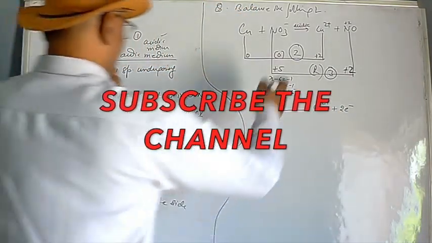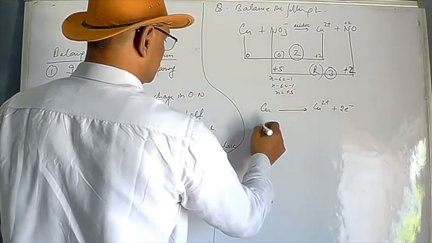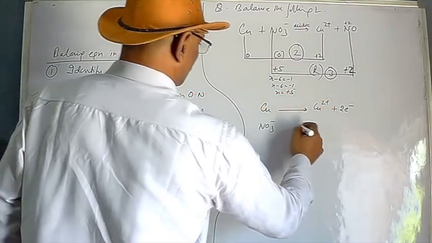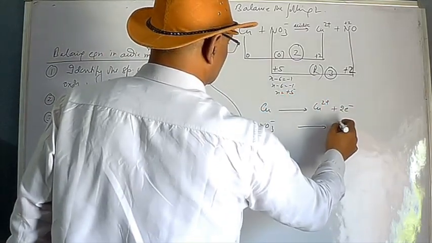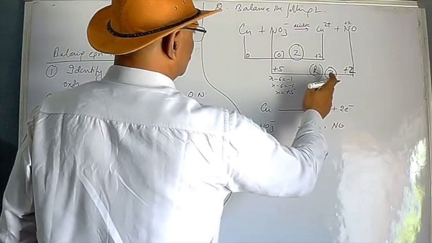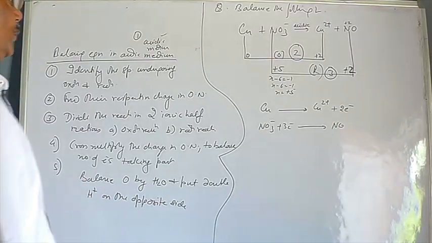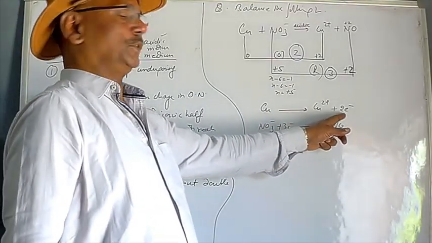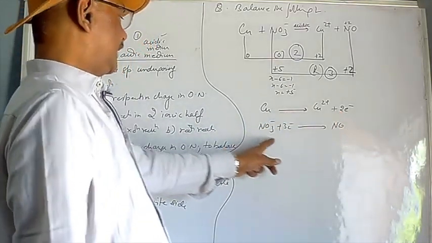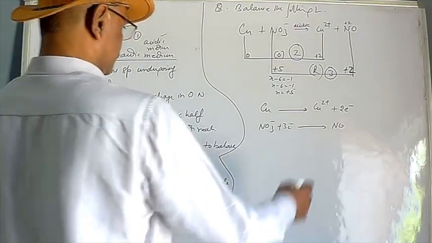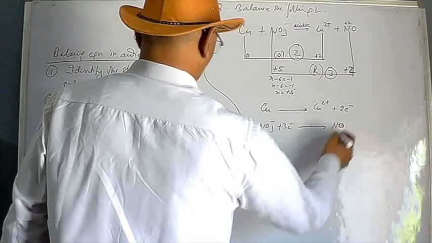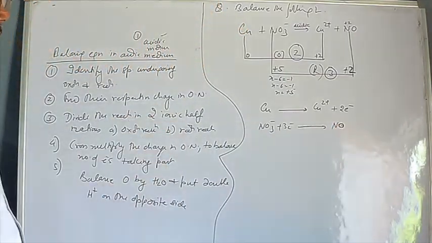Similarly, nitrate going for reduction, giving me what? Giving me NO. But what is the change? 3 electrons. So you see, oxidation reaction is removal of electron. Reduction reaction is acceptance of electron. So we have completed our third step also.